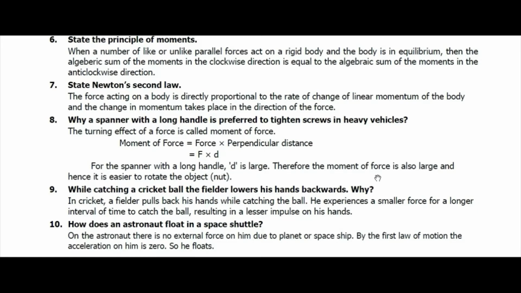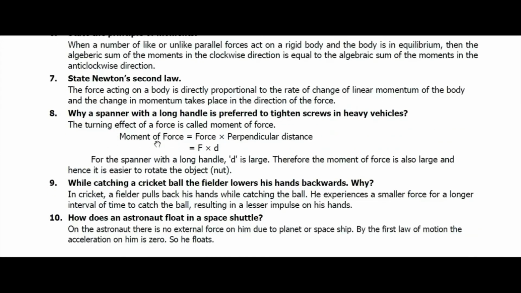Ninth one, while catching a cricket ball, the fielder lowers his hands backward. Why? The answer: in cricket, a fielder pulls back his hands while catching the ball. He experiences a smaller force for a longer interval of time to catch the ball, resulting in a lesser impulse on his hands.